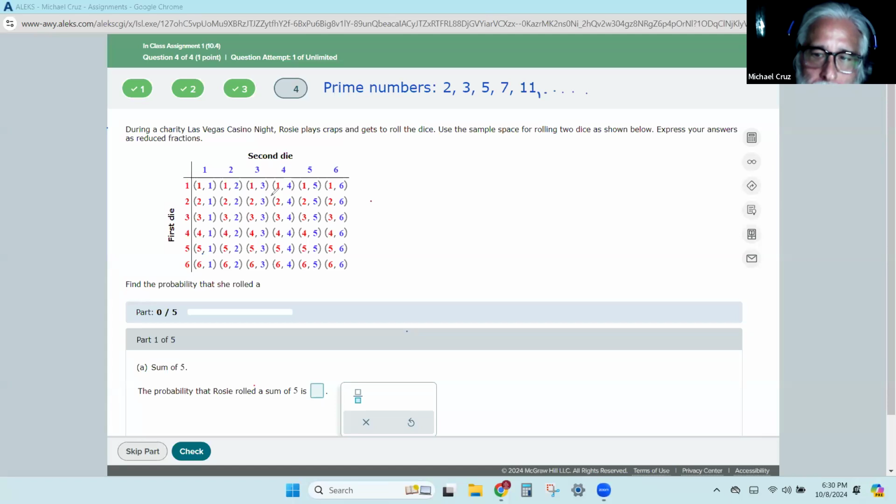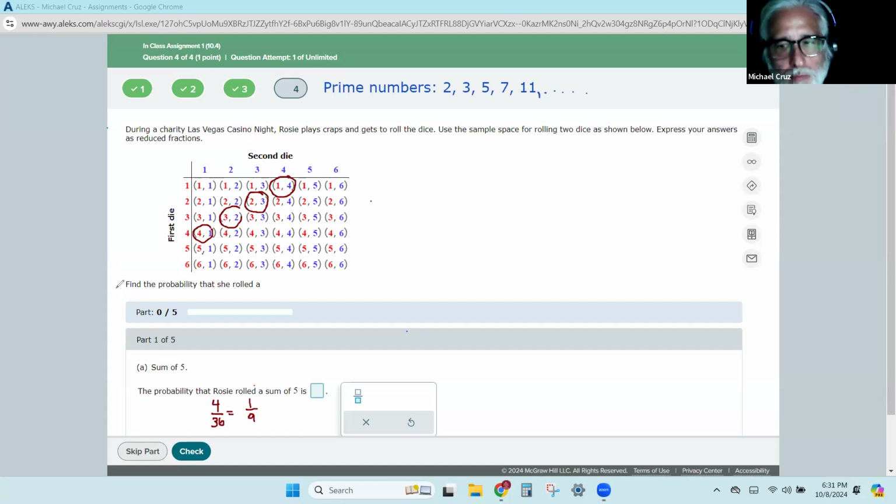Sum of 5. So there's a sum of 5. 1 plus 4 is 5. 2 plus 3 is 5. 3 plus 2 is 5. And 4 plus 1 is 5. So those are the only 4 that have a sum of 5. So 4 over 36, which is 1/9. 1, 2, 3, 4. 6 times 6 is 36 total. And then both are divisible by 4. 4 goes into 36 9 times, and into itself once.